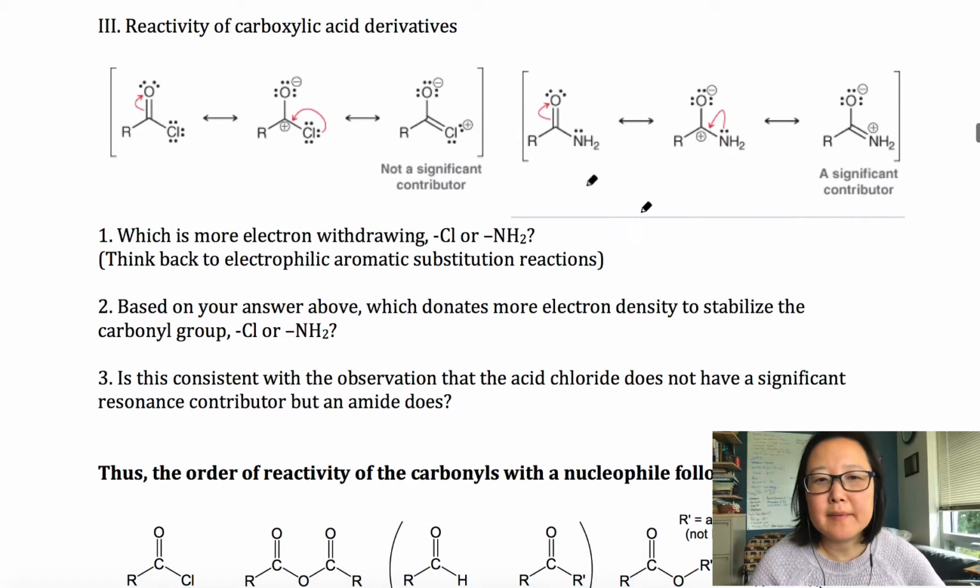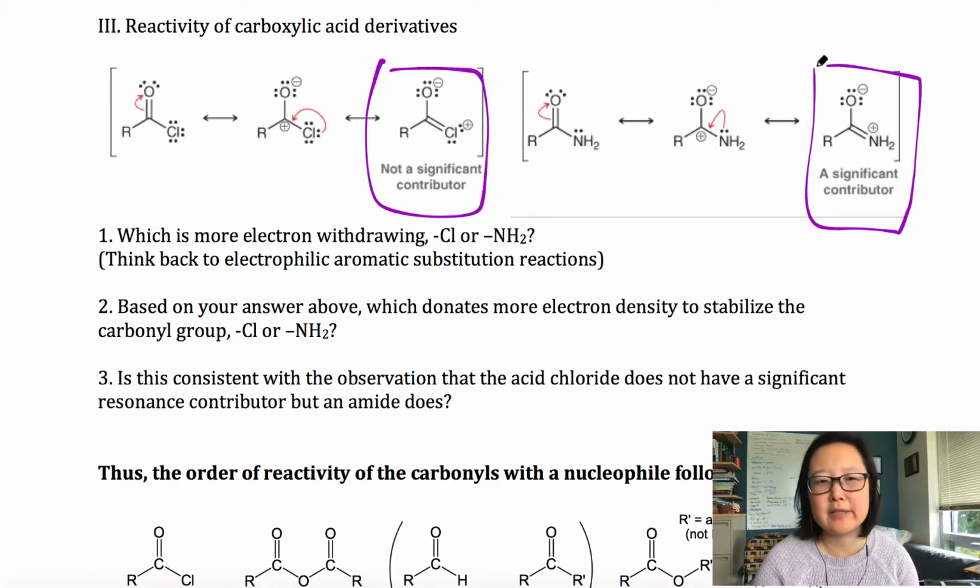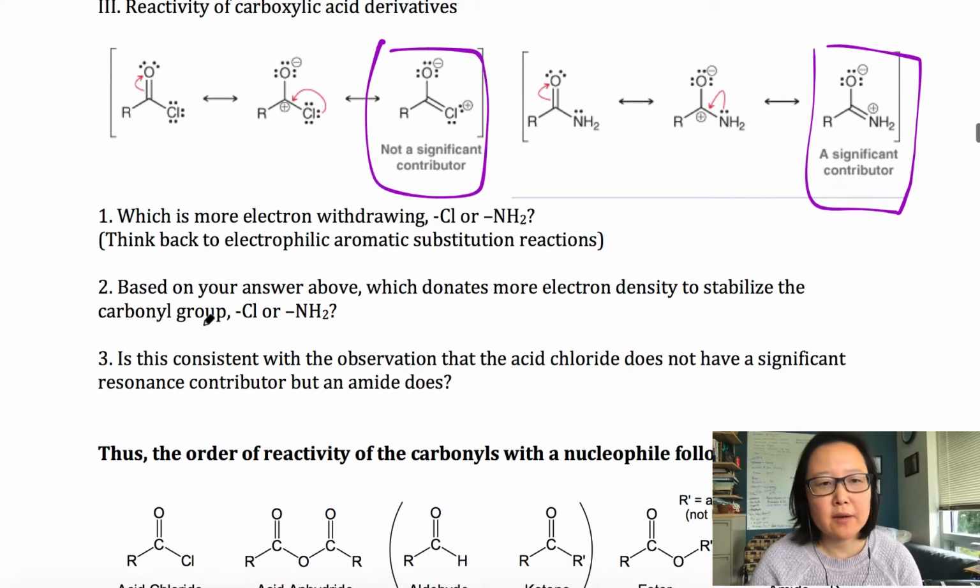Now, this is interesting because this is just what the book says. It says this is not a significant contributor, but this one is. And you might wonder to yourself, well, why? Why would this be okay and that not? I mean, they basically look the same. The difference is in the nitrogen versus the chlorine, though. So these are some guiding questions to think about in why there's a difference here.